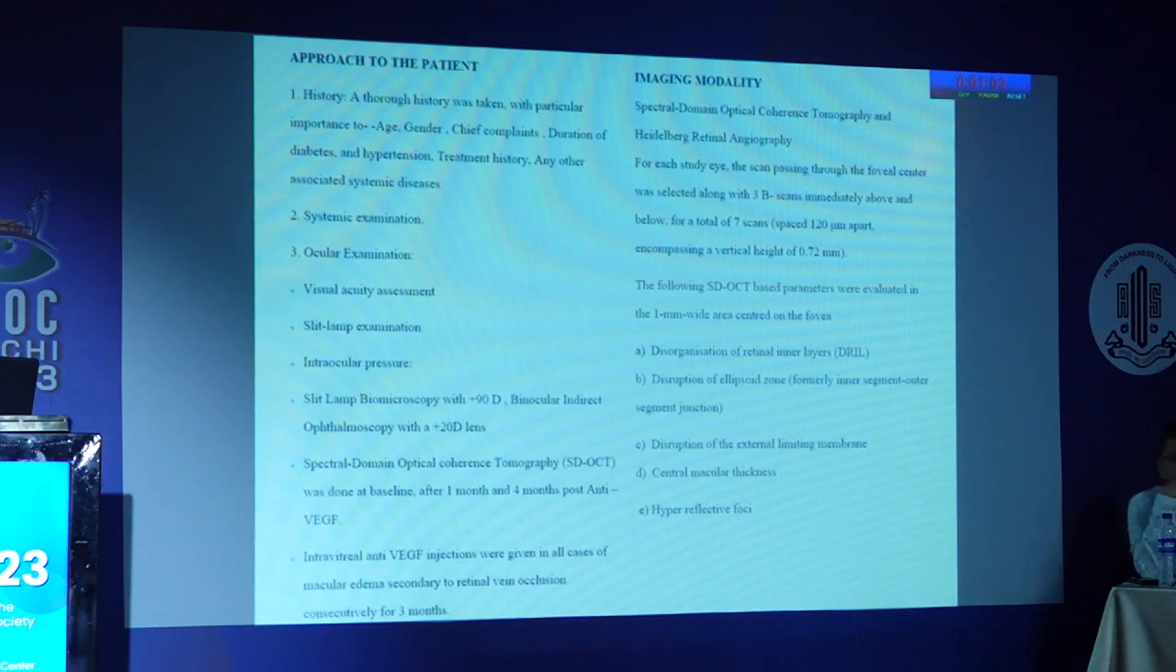For the imaging modality, for each eye the scan passing through the foveal center was selected along with the 3 B scans immediately above and below the fovea for a total of 7 scans, 170 micron apart, with a vertical height of 0.72 mm. The SD OCT parameters which were studied were disorganization of retinal layers, disruption of ellipsoid zone, disruption of external limiting membrane, central macular thickness, and hyperreflective foci.